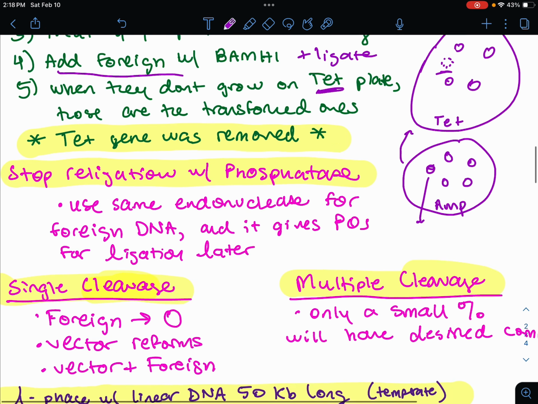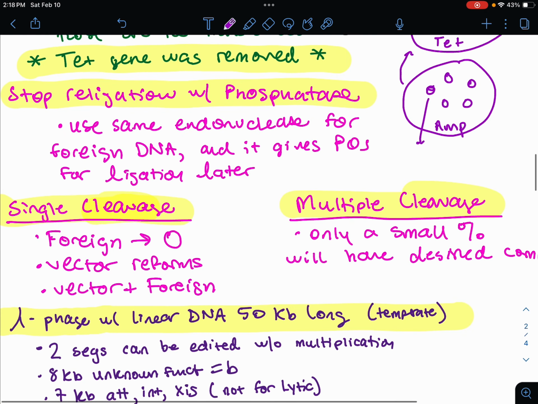Alright, so now let's talk about preventing religation of an opened vector, an open plasmid. So we're going to be cutting with the endonuclease, right? And then we're going to be treating the ends with a phosphatase. So what does this phosphatase do? This removes the phosphates so it can't reseal. So no phosphates, can't reseal.